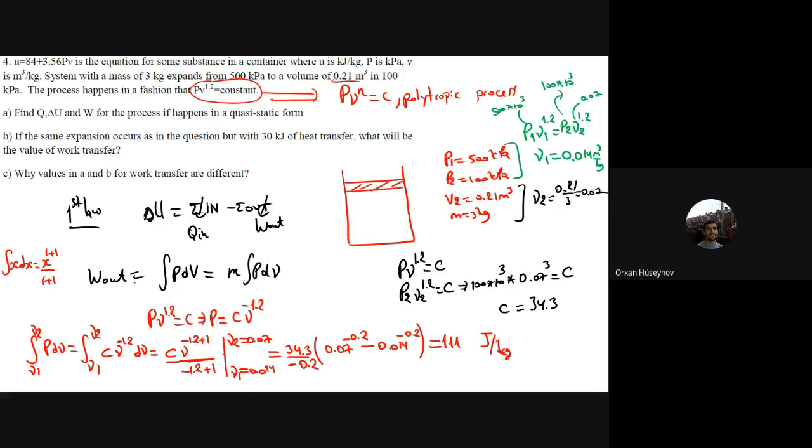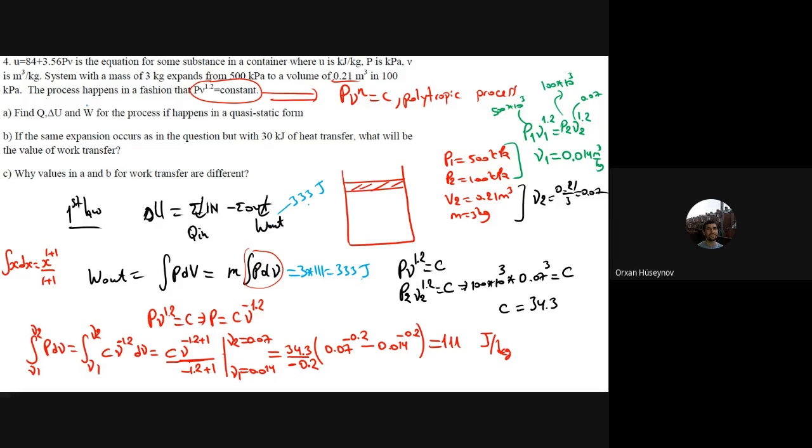So what I will do now is that work out is m into P dnu. I have found that part. The rest is not so difficult. You will multiply with the mass, and mass is 3 kilograms, and then 3 times 111, you will get 333 joules. Okay. The final result is positive, actually not negative. So this is positive, 333 joules, so I have found that one.